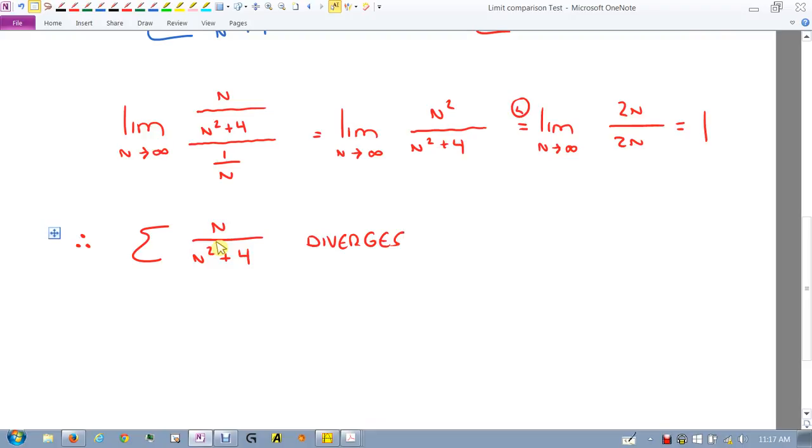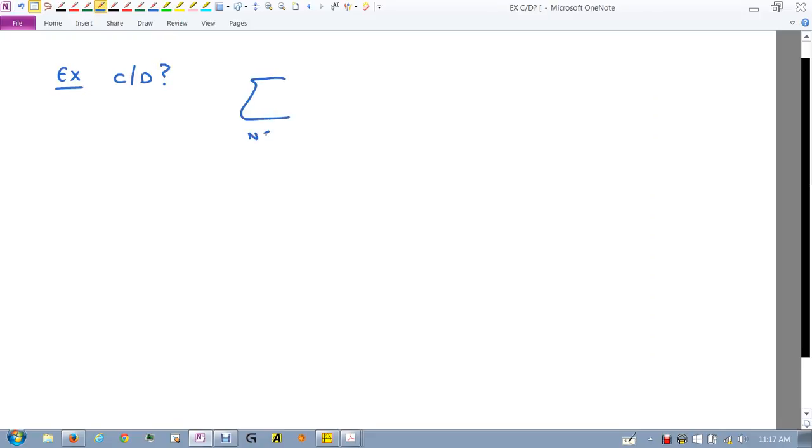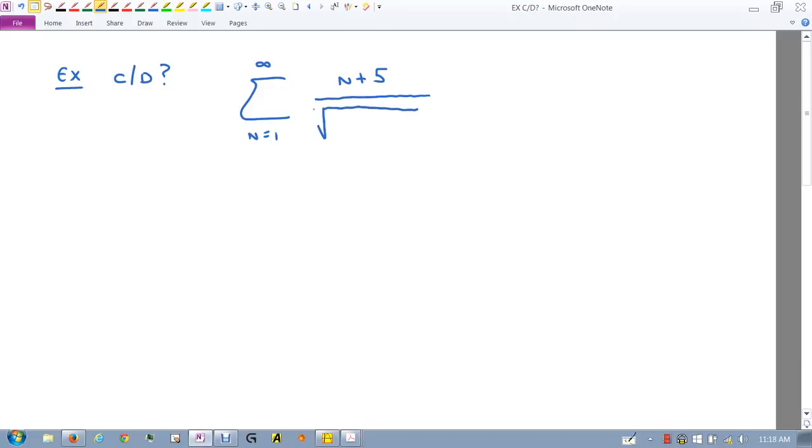All right. Converge or diverge? Sum n equals 1 to infinity of n plus 5 over the cube root of n to the 7th plus n cubed.